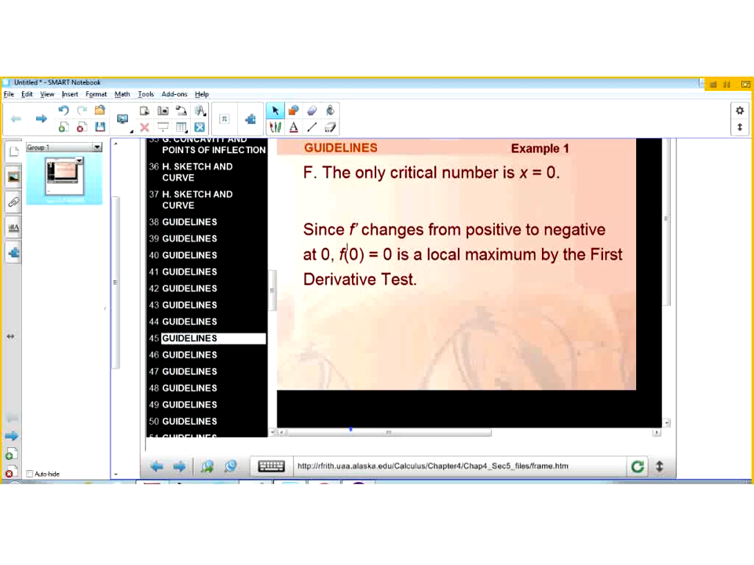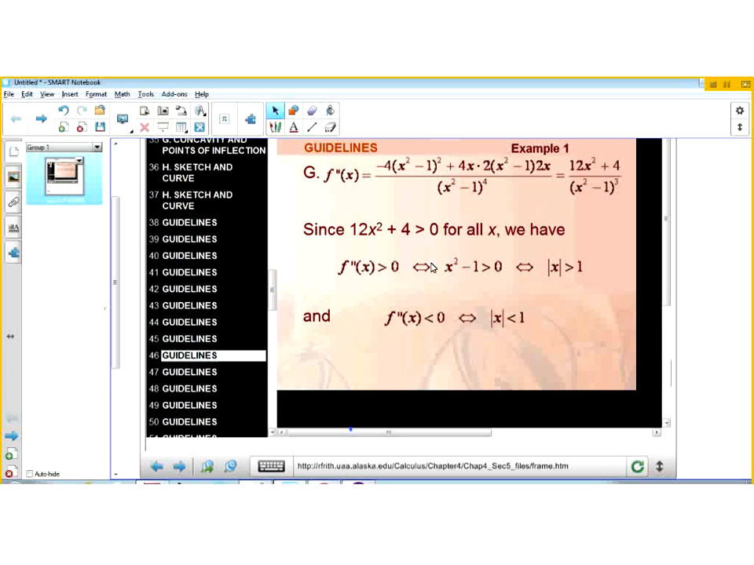The only critical number, of course, is x equals 0. Since f changes from positive to negative at 0, f of 0 equals 0 is a local maximum by the first derivative test. So the origin is a local maximum, and that's, again, verified by the vertical asymptotes.